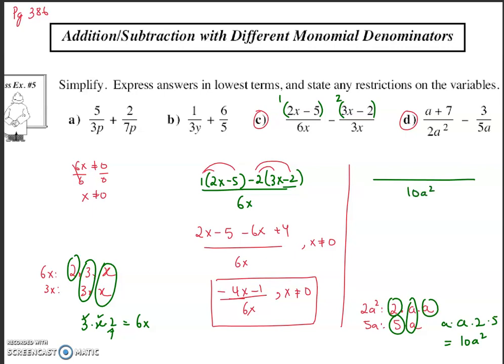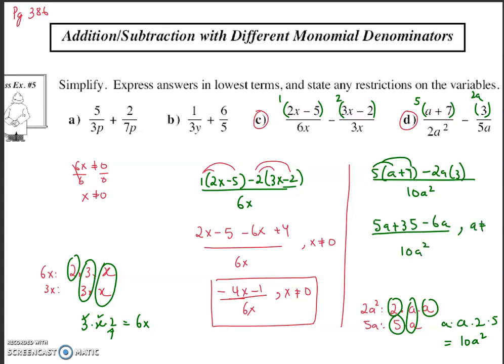What does the first denominator need? It has the 2a squared, so it just needs the 5. The second one only has a 5a, so it needs to be multiplied by a 2a. And then next step, we're actually going to multiply it out. So this becomes 5a plus 35 minus 6a over 10a squared.